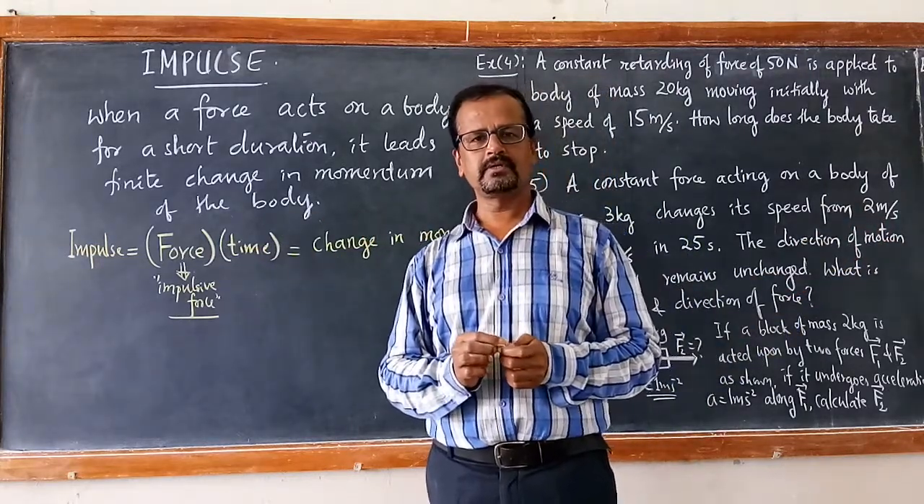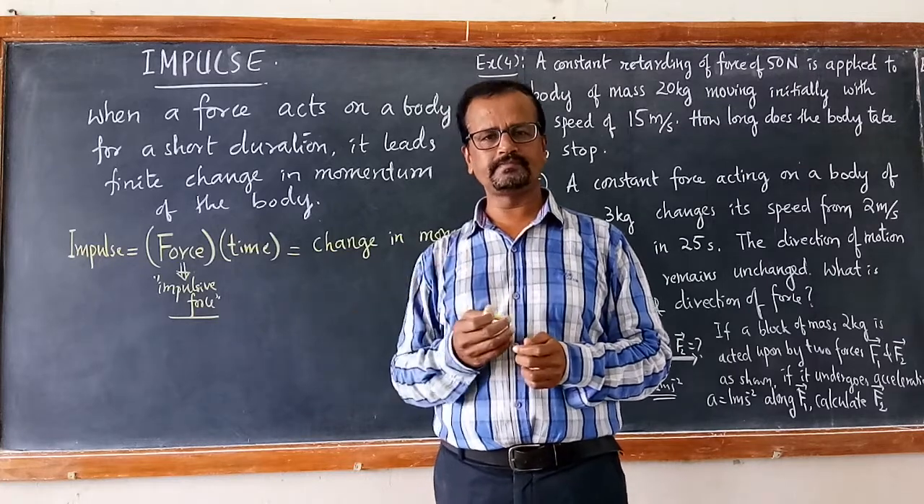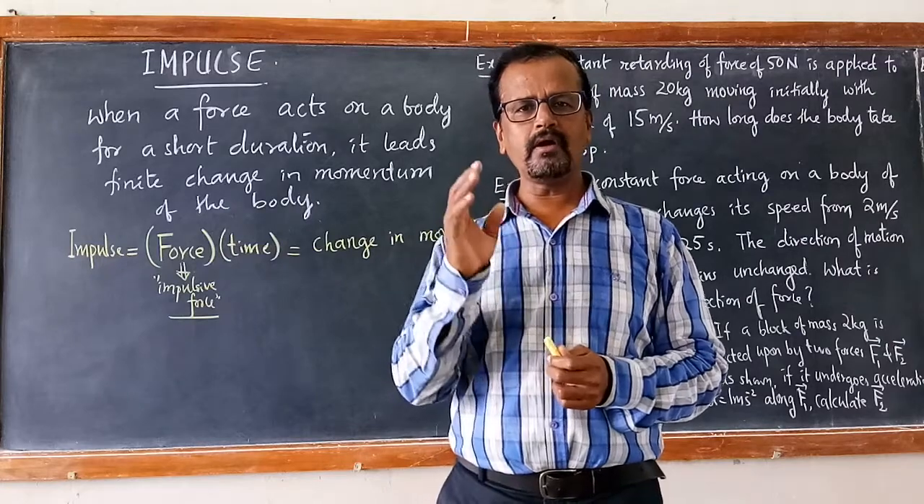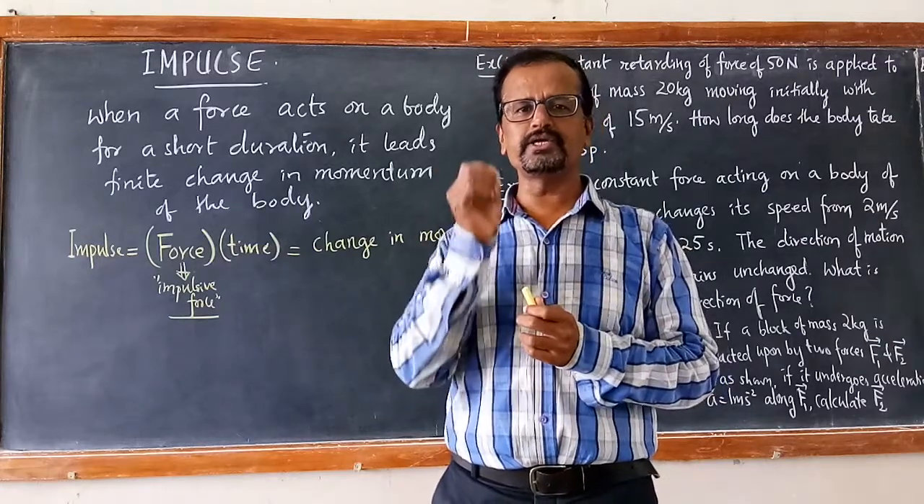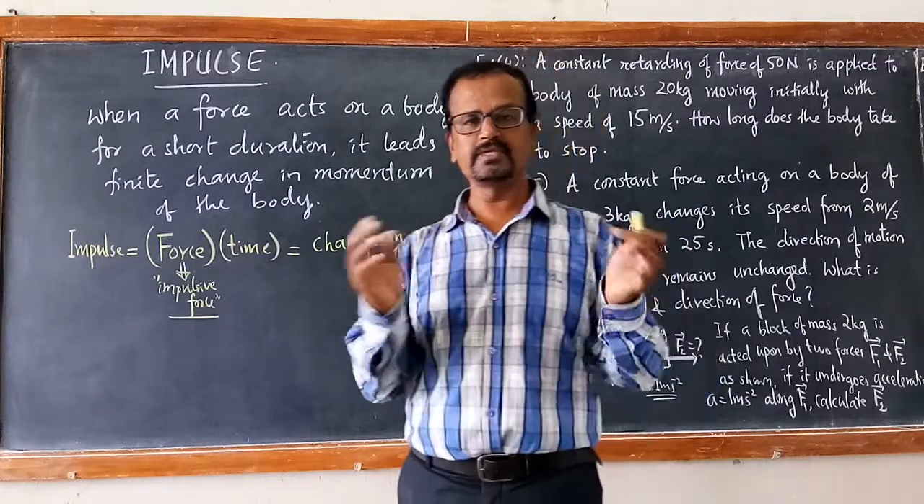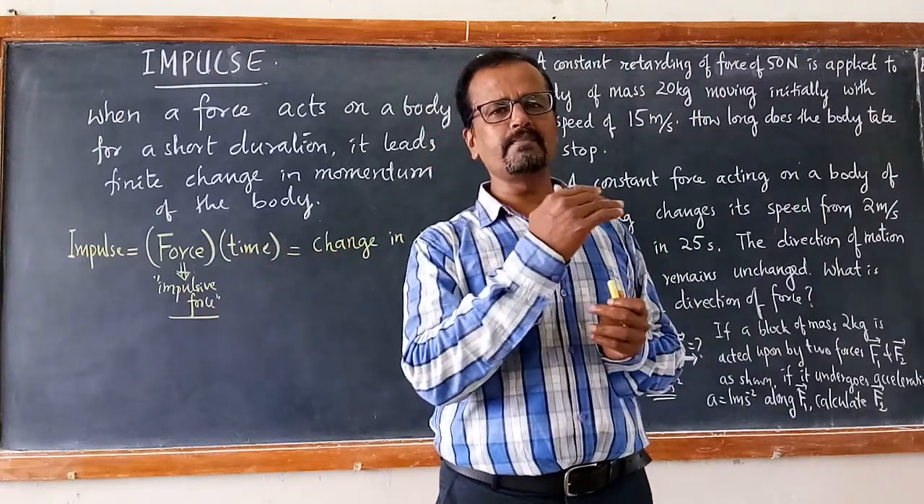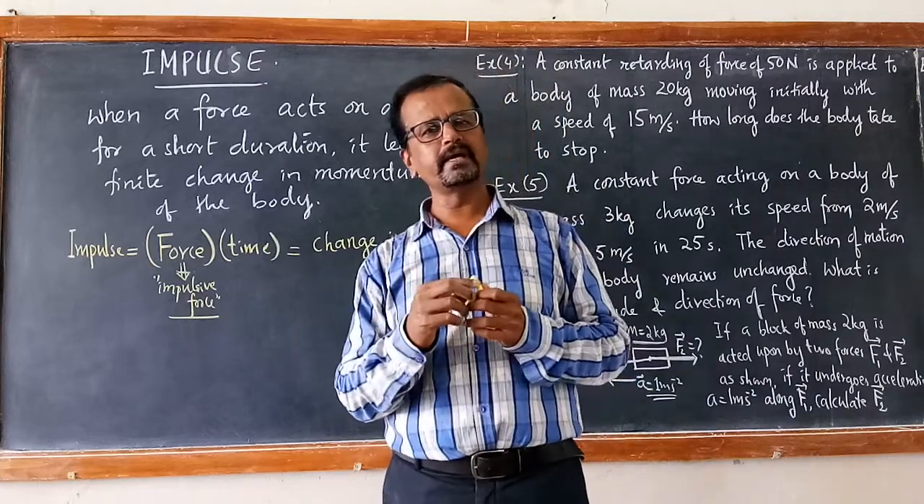When a batsman hits the ball, the bat and the ball are in contact for a very short duration of time. But you see the impact. The batsman may hit the ball exactly in the opposite direction of the bowler. It may enter into the boundary.